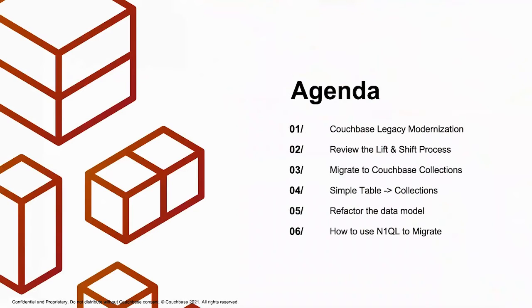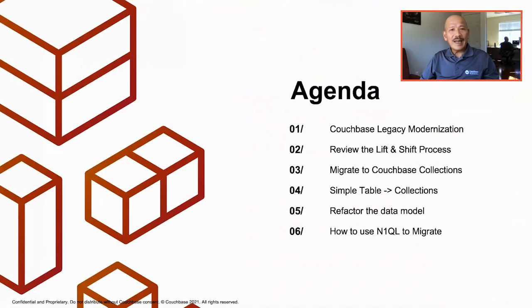So for our agenda, first I will cover the Couchbase legacy modernization materials, then review the lift and shift process, walk through the process on how to migrate to Couchbase collections, and then I will review the two main migration strategies, which are the simple table to collections, and then the refactoring of the relational model. And lastly, I will talk about a technique that you can use to perform this Oracle to Couchbase migration using just Couchbase NoSQL.